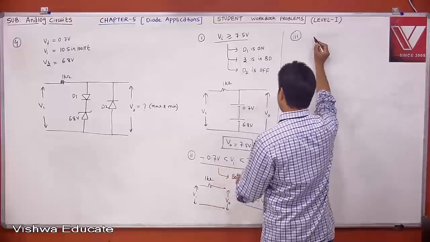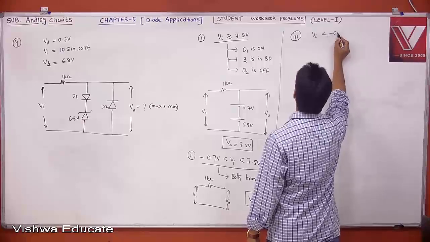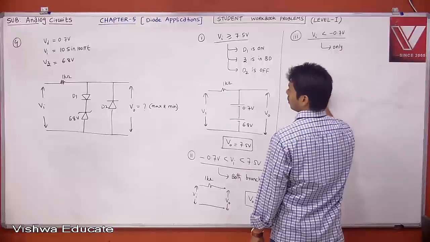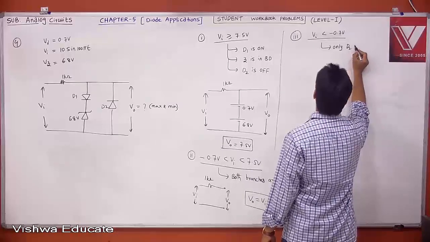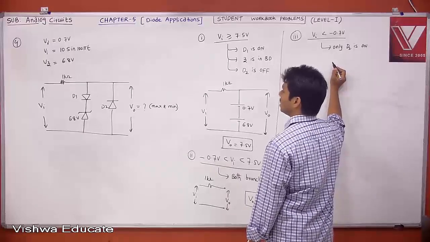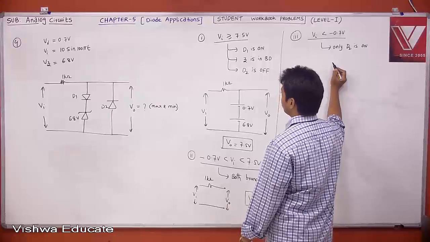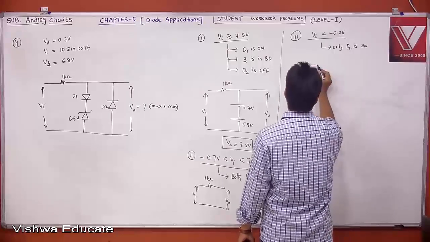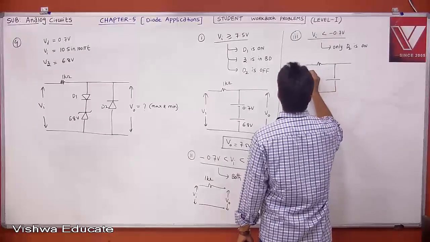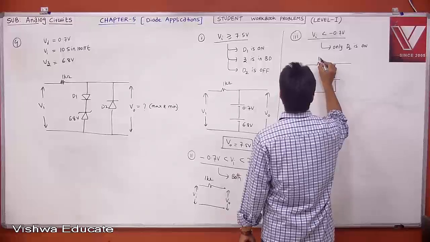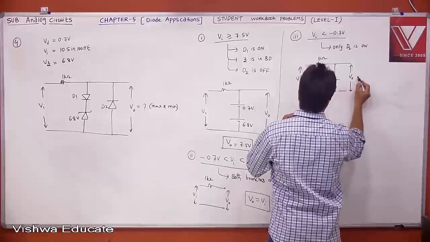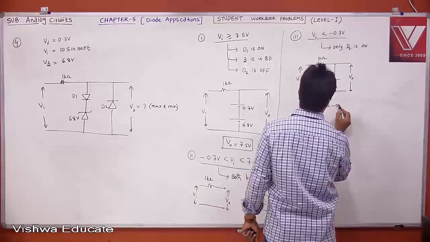What is case 3? When your VI is less than minus 0.7. Now you know only D2 is on. The D2 branch is conducting. D1 is off for negative values. Therefore, what is your circuit? Only D2 is on. So it will be something like this. This is your VI. This is 1 kilo ohm. And this is your V0. This is 0.7. Therefore, what is your V0? V0 is equal to minus 0.7.